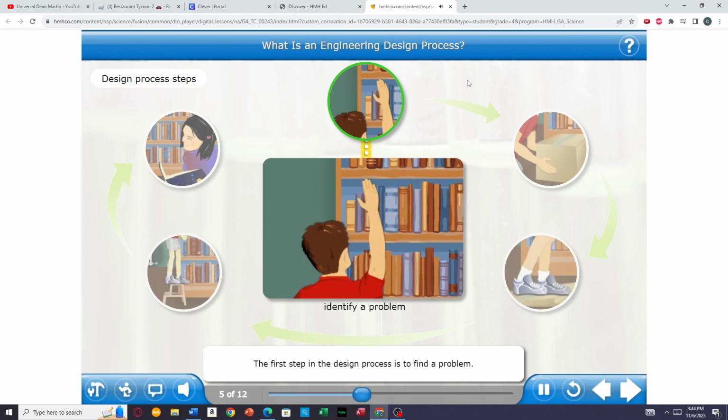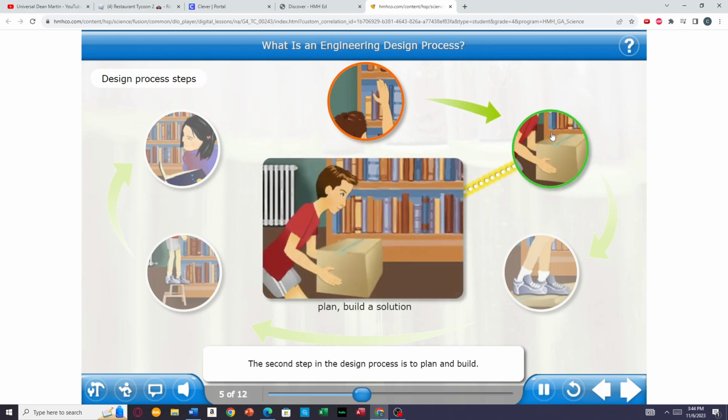The first step in the design process is to find a problem. We encounter simple and difficult problems every day that we must solve. How might the student in the picture solve the problem of getting the book that is out of reach? The second step in the design process is to plan and build. In engineering, we must plan a solution and then build it, just like this student must. The solution may be a product or a process to follow.